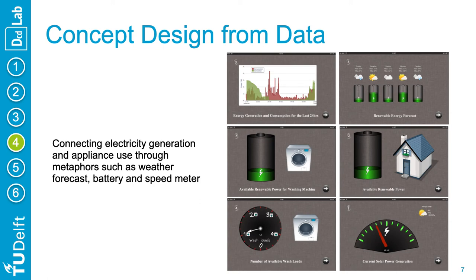Finally, some dials were focusing on the instant, the metaphor of the speed meter. For example, how much solar energy is produced right now, or how many washing cycles have been done till now. That's the bottom row.